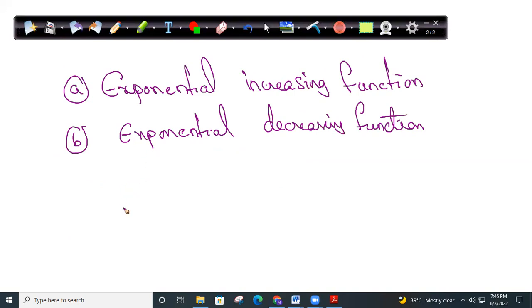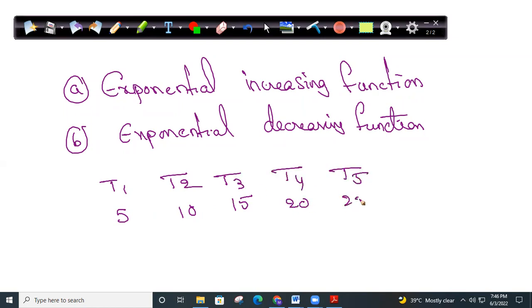Simple. So now, in test 1, you got 5 marks. Test 2, you got 10 marks. Test 3, you got 15 marks. Test 4, you got 20 marks. Test 5, you got 25 marks. Test 6, you got 30 marks. Test 7, you got 35 marks. Assume this is student A.